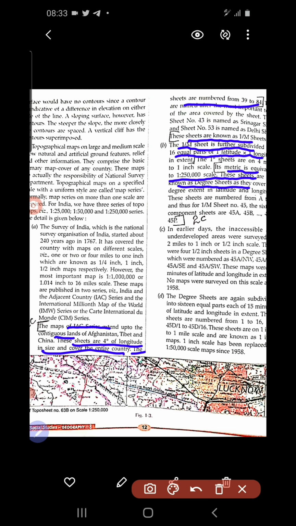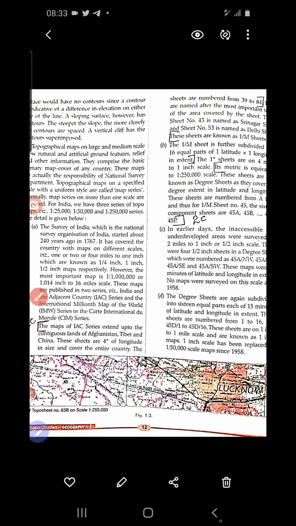Clear? So these sheets are again numbered. Suppose you see 45 is subdivided into different components like 45A, 45B, like that. Again that degree sheet is subdivided into 16 parts, 1 to 16. One example is 45D16. So I think this part is very clear.